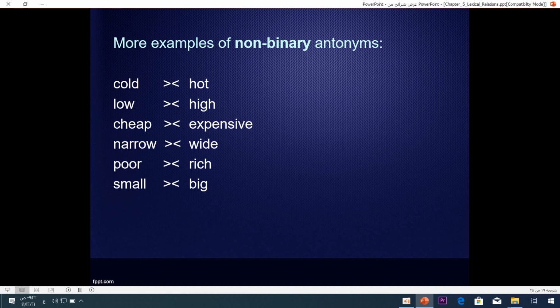Low, high, low temperature, high temperature, cheap, expensive, narrow, wide, poor, rich, small, big. So you can say very cold, extremely cold. It's not cold, it's a little bit cold, it's quite hot, it's a little bit hot, it's extremely hot. So there are lots of possibilities coming between them. We don't want to spend more time explaining these things.